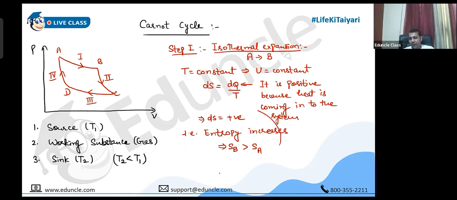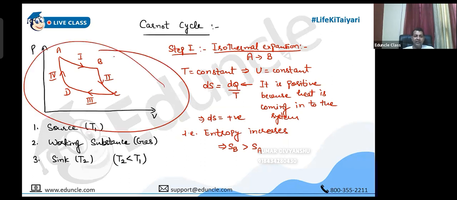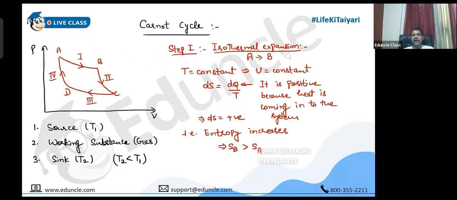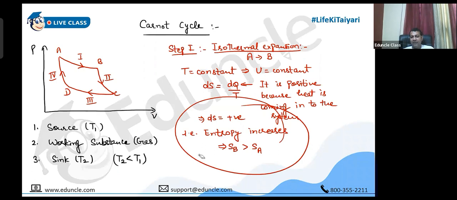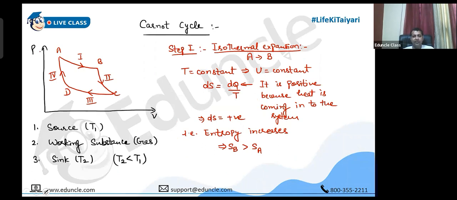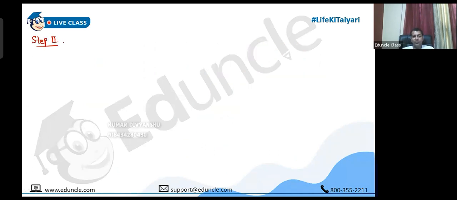Now, why am I calculating the entropy? Because later on I have to make TS diagram of this Carnot cycle also. Right now we are discussing the PV diagram. So there is another diagram which is called TS diagram. Okay, so with the help of this result, I will be able to plot TS diagram also. Now step 2. So you will tell me about the step 2.